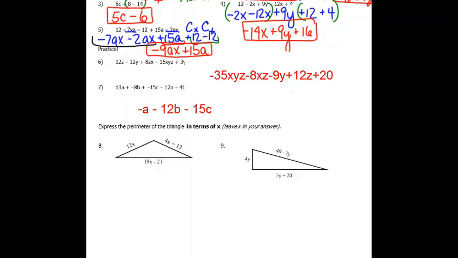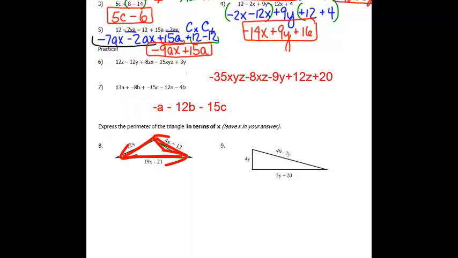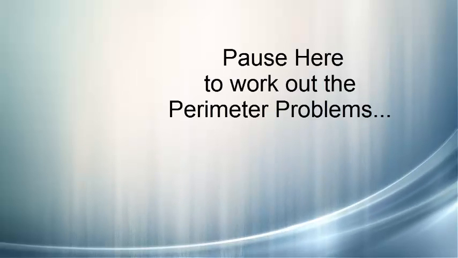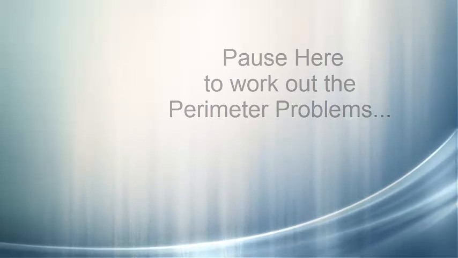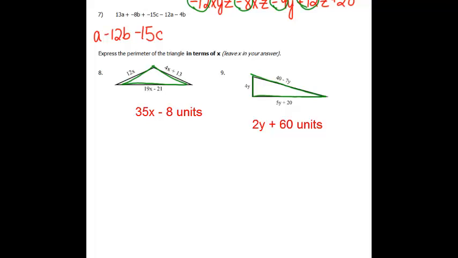We can apply this then to different types of math problems, and you should be able to express the perimeter of each triangle in terms of x or y. All this is, remember, perimeter is the sum of all sides. So I'm going to add up those 3 sides of each triangle, and I'm going to get an expression to represent the perimeter. Pause here, try those on your own, and come back and check your answers. In number 8, just be careful that you're subtracting the 13 from negative 21 and getting finally a negative 8 there. So it's 35x minus 8 units. And in 9, 2y plus 13 units.